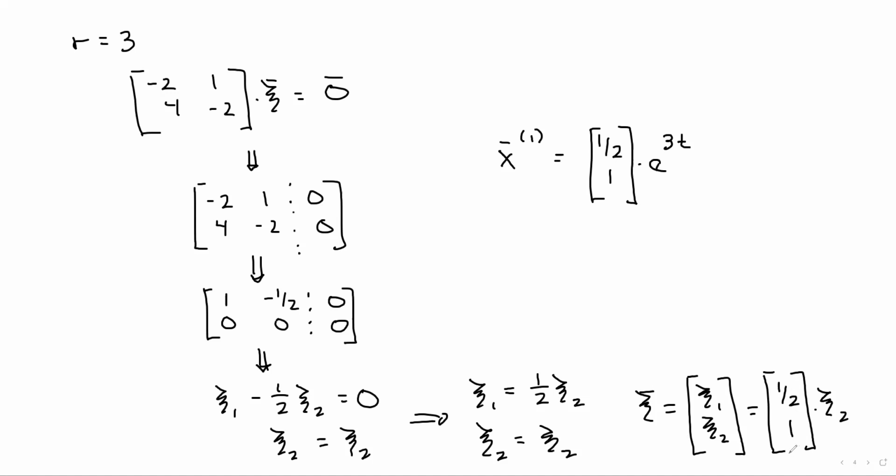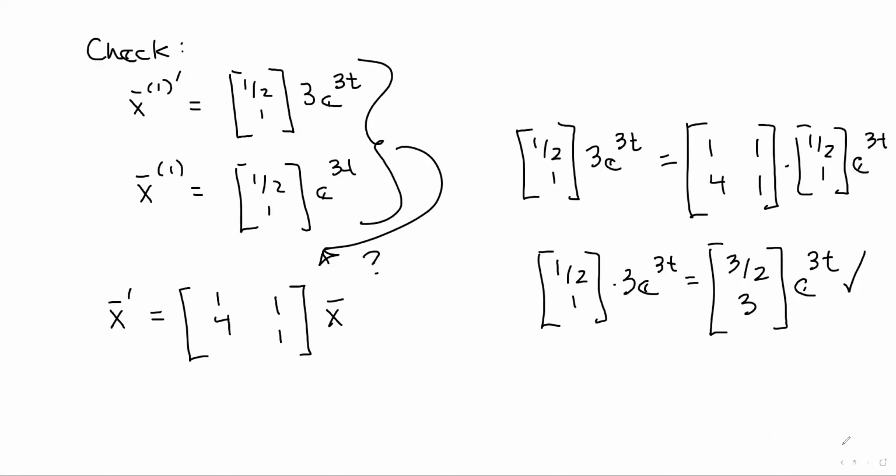Okay, so since xi is 1/2/1 times xi 2, and xi 2 could be anything, what you can do is rewrite this by saying, let's say xi 2 equals 2t or something like that. And so you could take this and multiply it by 2 to clear out the fractions, right? If you took 1/2 and multiplied it by 2, you get 1. You take 1, multiply it by 2, you get 2. And so this could equal 1/2 times t. And so another possibility, an alternative possibility for our solution would be 1 and 2.